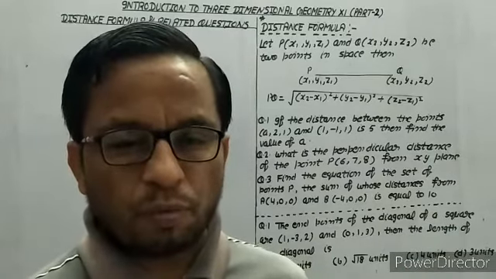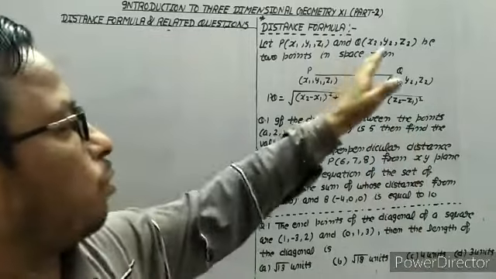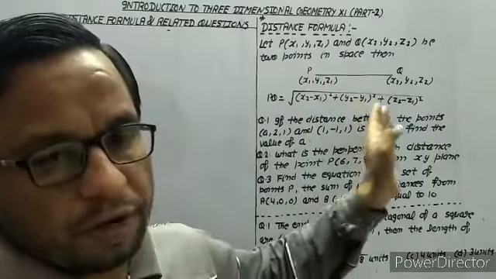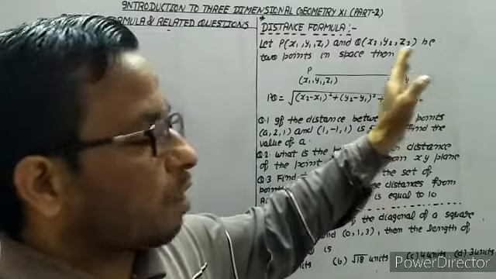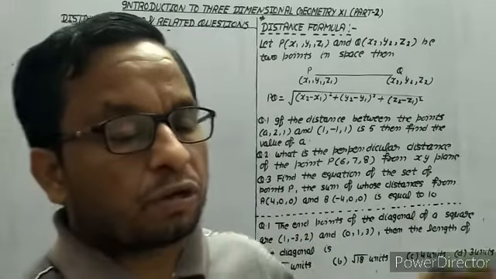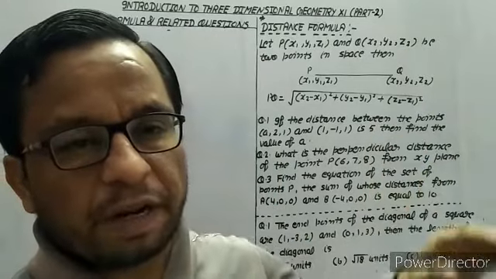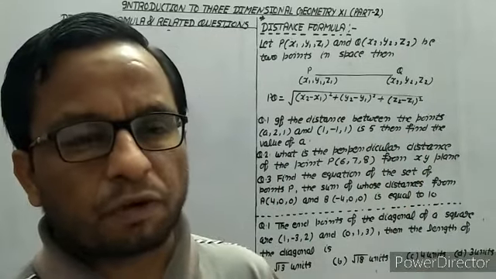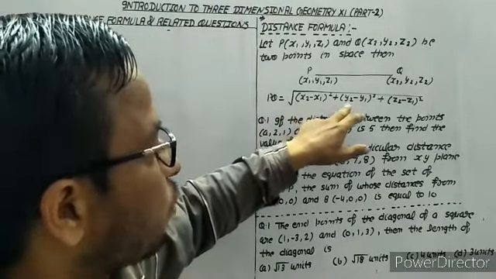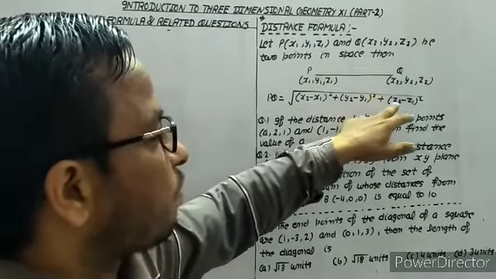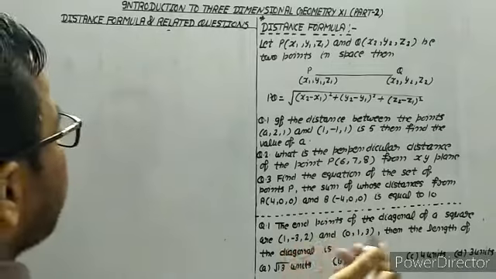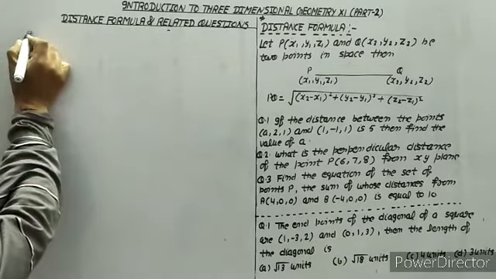So, if we take 2 points in space, let us suppose P and Q, where x1, y1, z1 is the coordinate of P and x2, y2, z2 is the coordinate of Q, then the distance formula is very similar to the one we did in 10th class for two dimensions. What will be the distance formula? Under root (x2 minus x1) whole square plus (y2 minus y1) whole square plus (z2 minus z1) whole square. Now we will solve the questions related to this distance formula.